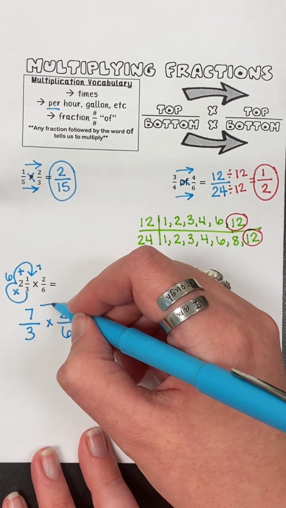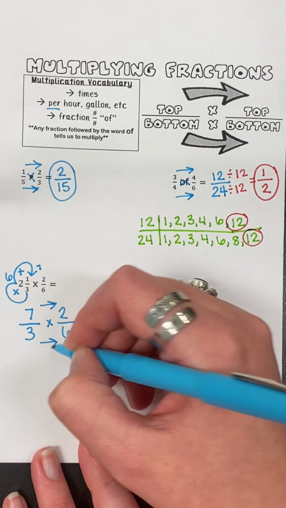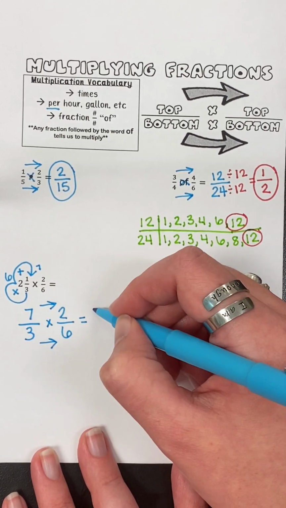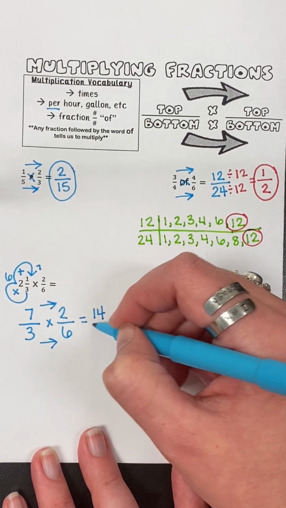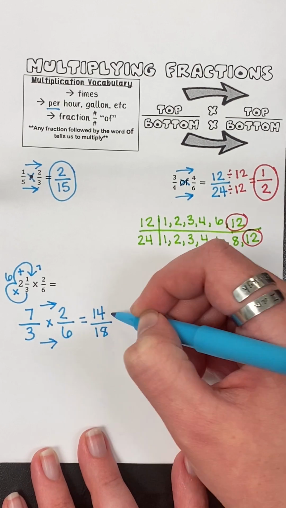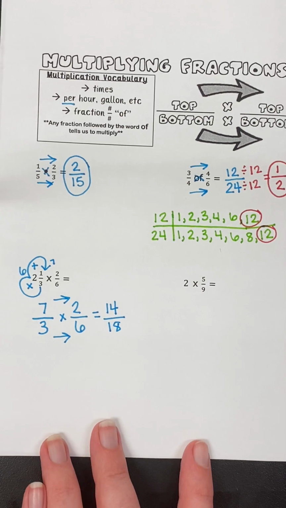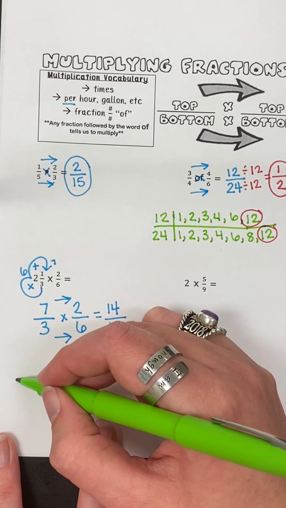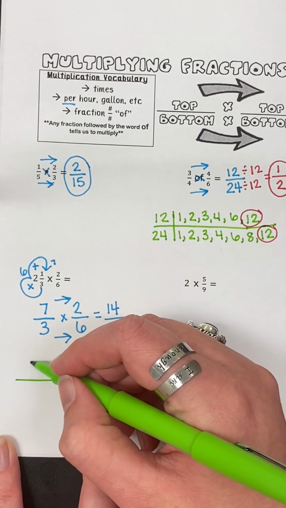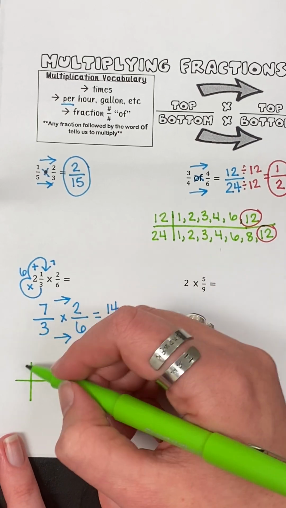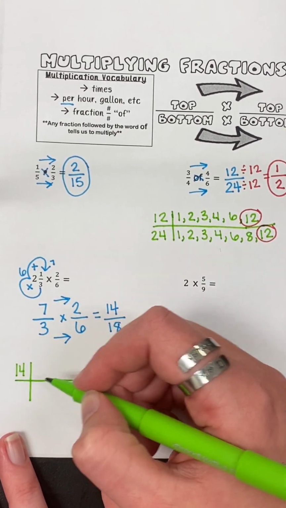So now I can do top times top, bottom times bottom. 7 times 2 is 14. 3 times 6 is 18. Okay, let's see. I know that can be simplified, so let's go ahead and do that. I'm going to draw my chart. If you already know something in your head, that's fine, but I'm going to work this out.